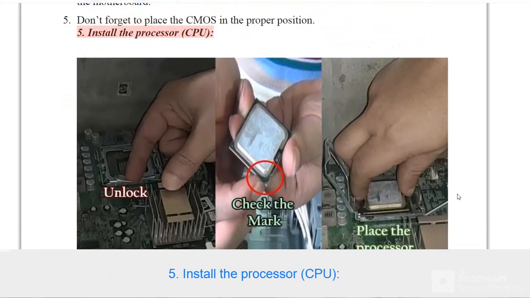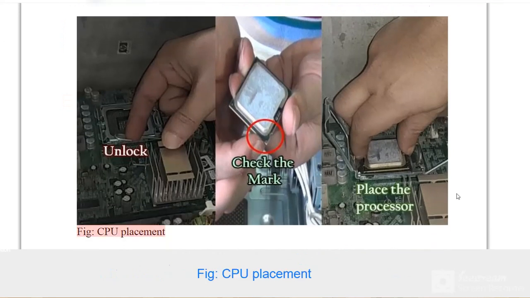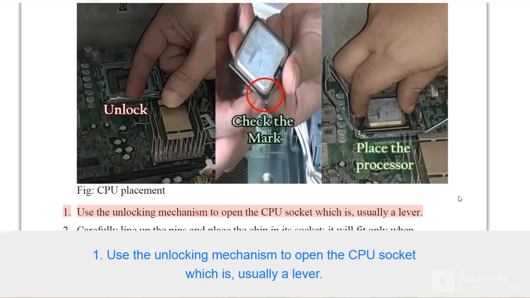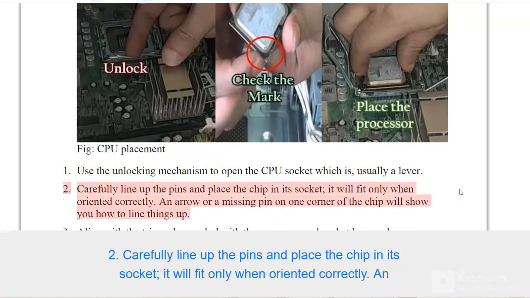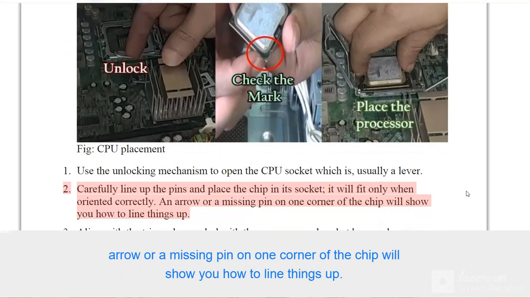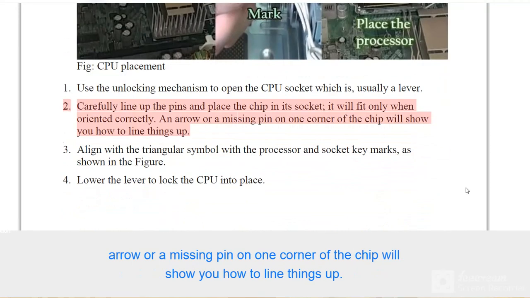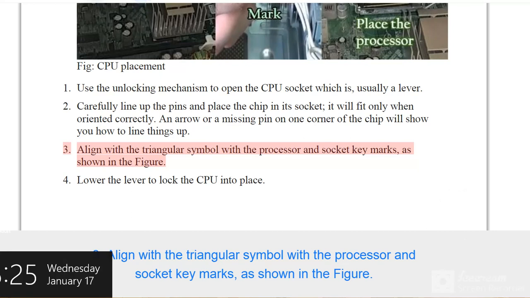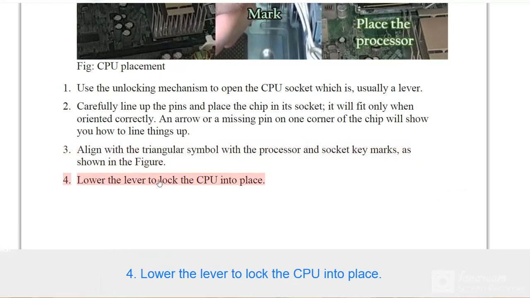5. Install the processor, CPU. Figure: CPU placement. 1. Use the unlocking mechanism to open the CPU socket, which is usually a lever. 2. Carefully line up the pins and place the chip in its socket. It will fit only when oriented correctly. An arrow or a missing pin on one corner of the chip will show you how to line things up. 3. Align the triangular symbol with the processor and socket key marks, as shown in the figure. 4. Lower the lever to lock the CPU into place.